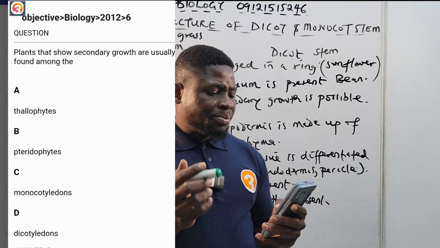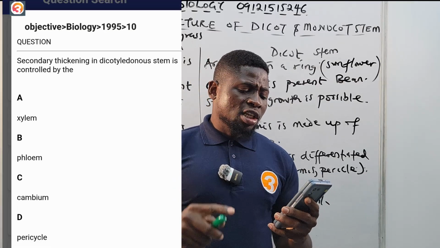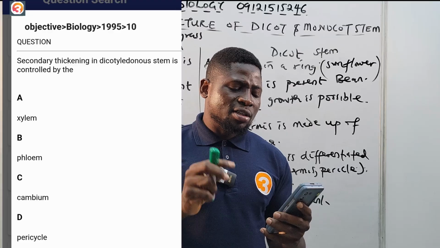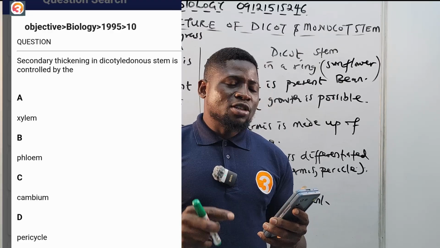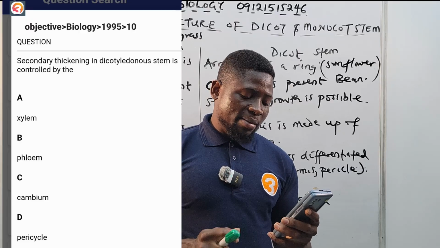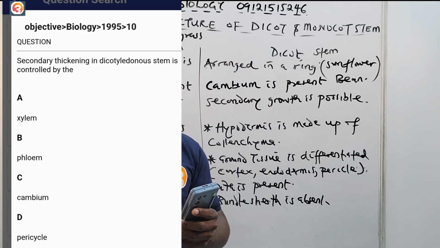So I've talked about it. 1995, number 10 says secondary thickening in dicotyledonous stem is controlled by: A says xylem, B says phloem, C says cambium, D says pericycle. Give me the answer in the comment section. Also very easy.